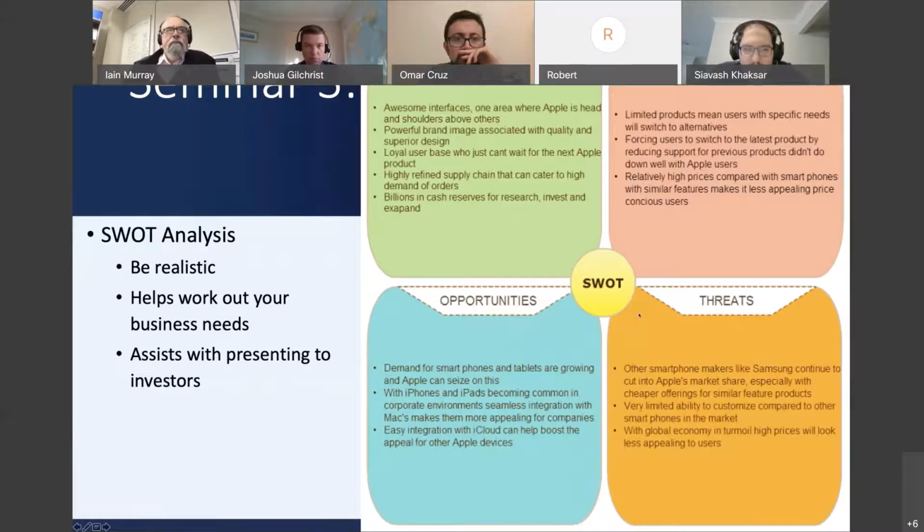The four areas you look at assist with how to work out your business needs, and will also assist in attracting investors because it shows that you've reviewed the possible threats and strengths, weaknesses, opportunities that are associated with your product. This is really key, and I suggest, even though it's not heavily weighted within the assessment, it is worth spending a reasonable amount of time on this SWOT analysis.